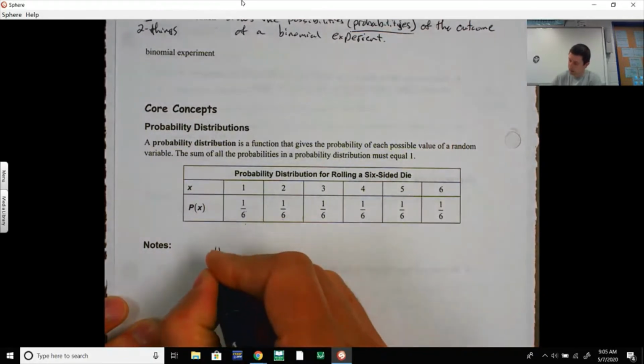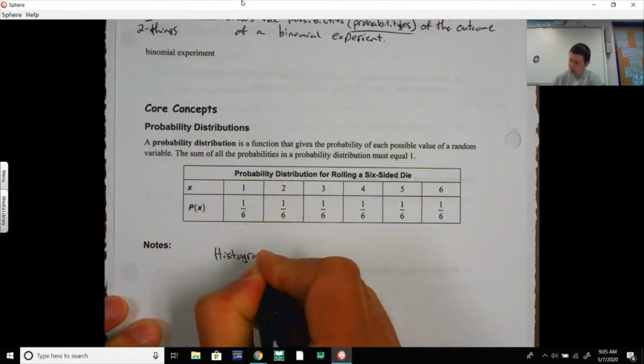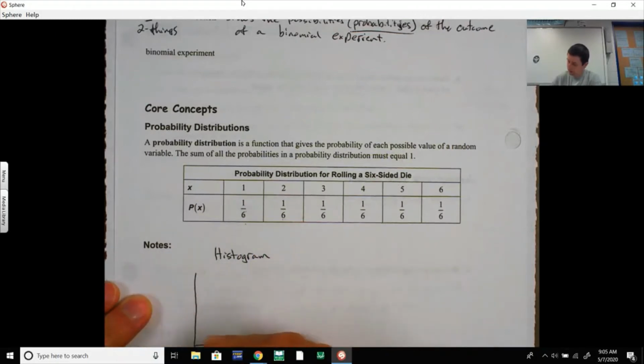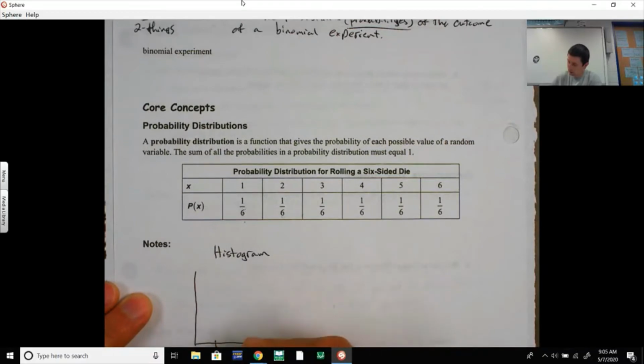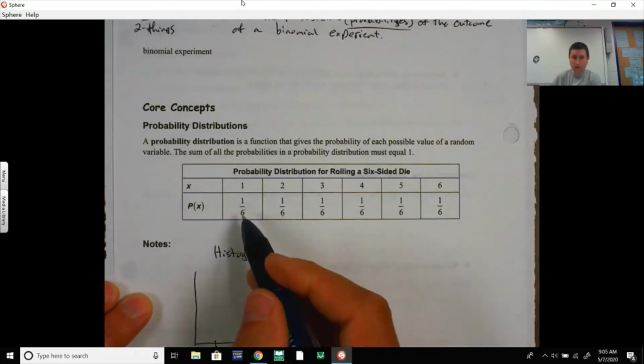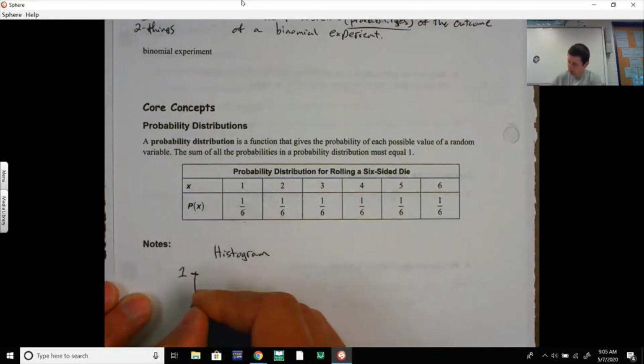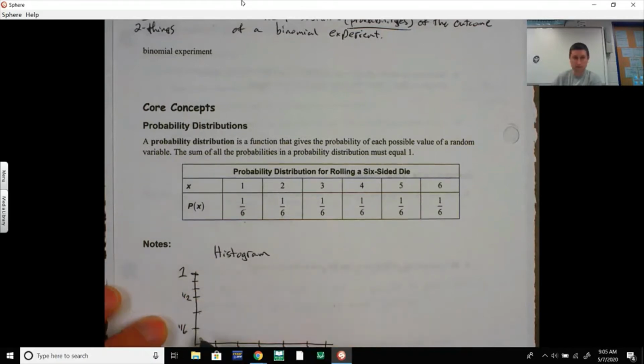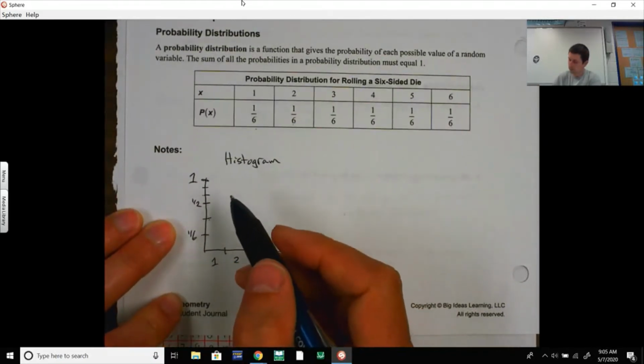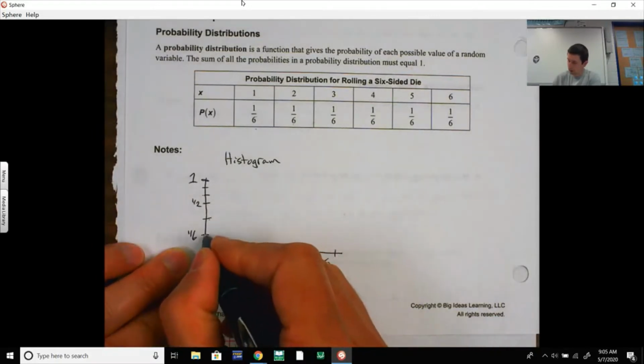Okay? So if they want us to make a histogram of this, histogram has bars. So this is our 1, 2, 3, 4, 5, 6. All of them have a probability of 1/6. So if this is 100%, this would be 1/6 right there. So the probability of 1 would be 1/6.